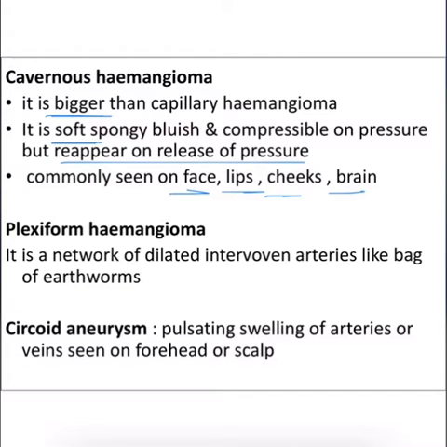Plexiform hemangioma is a network of dilated interwoven arteries, like a bag of earthworms. Bag of earthworms means in the arteries the blood flows with pressure, and when you put your hand over the hemangioma, you will feel the blood moving. It's like a bag of earthworms. Cirsoid aneurysms are pulsating swellings. These are the bigger arteries, so you will feel the pulsation in the tumor.